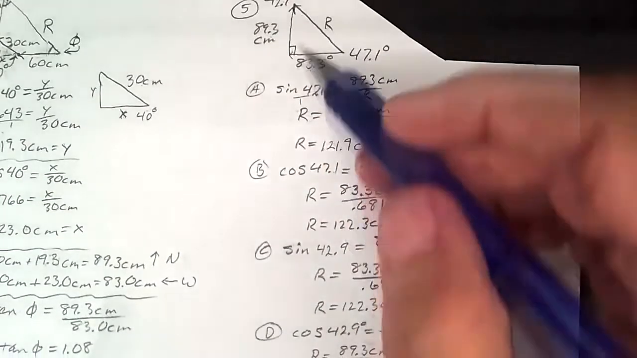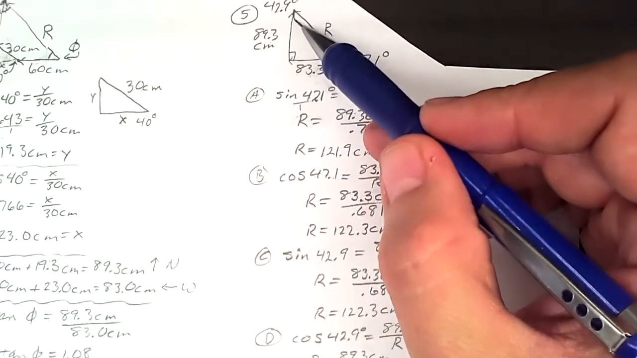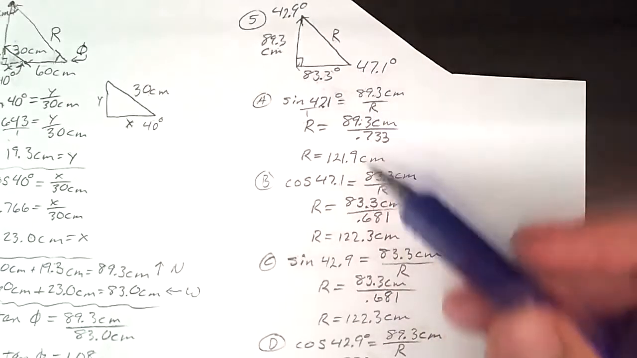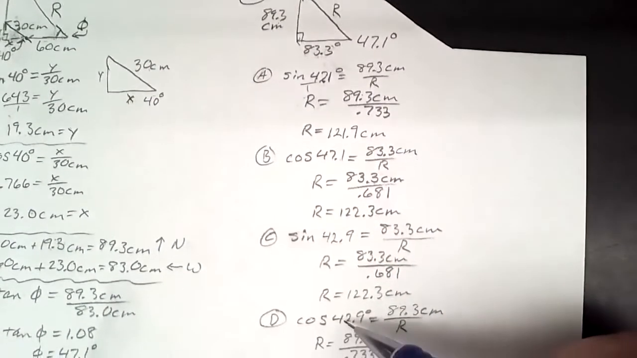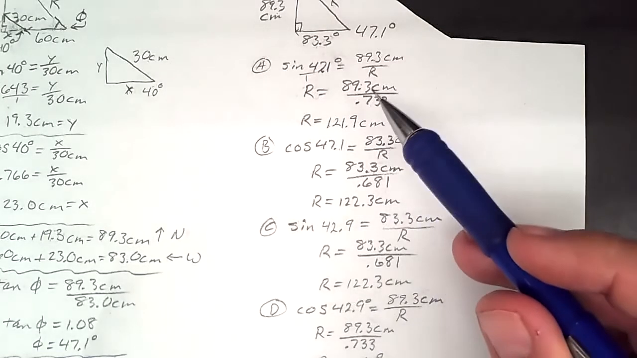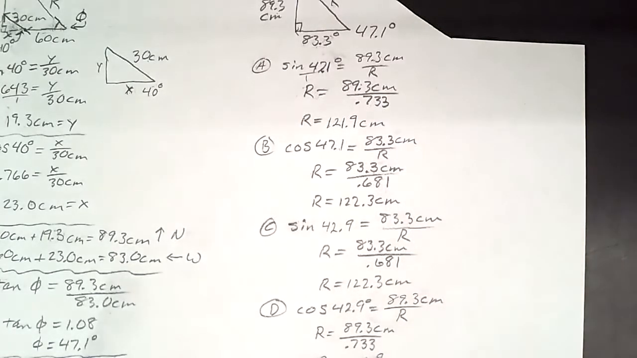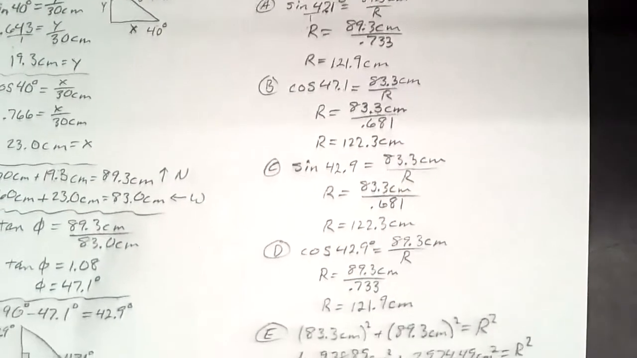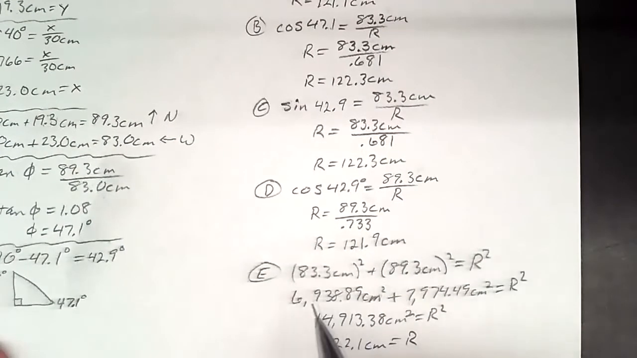And so cosine of this one is going to be equal to sine of that one. And so D on my answers here is the same setup as A. And then for E, sorry, it got smeared here, could be the Pythagorean theorem.